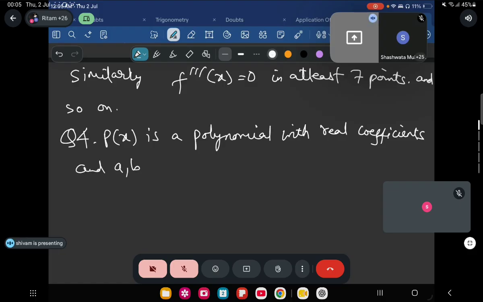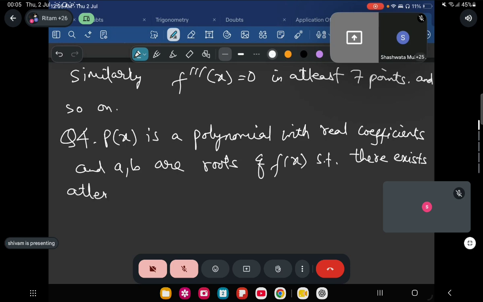And a, b are roots of f of x such that there exists at least one c belonging to (a, b) such that p dash at c plus 100 into p(c) is equal to 0. Quickly solve.